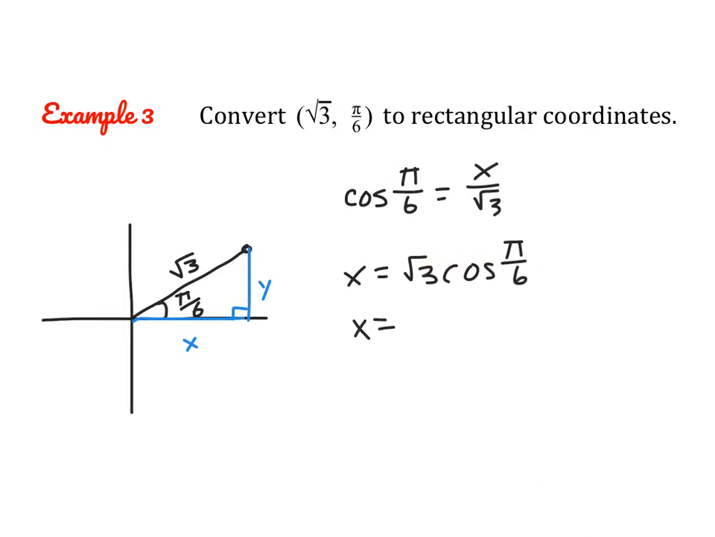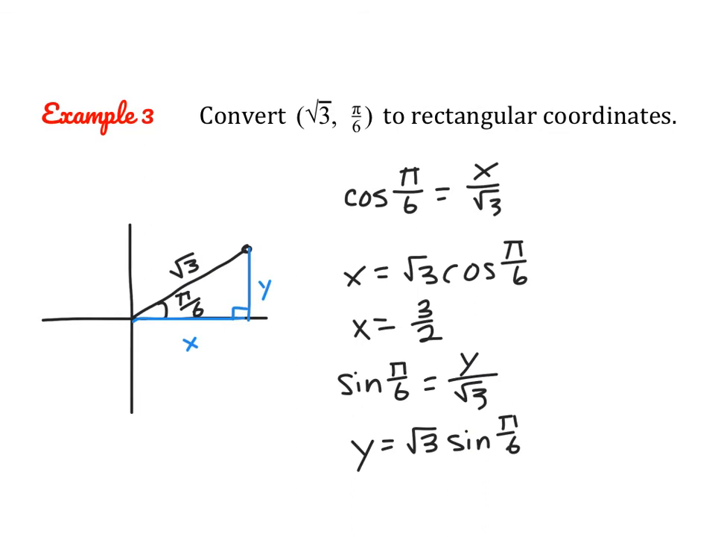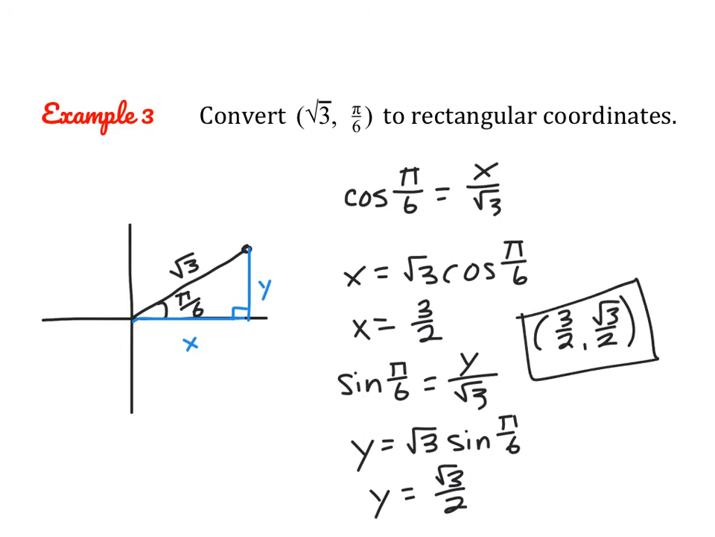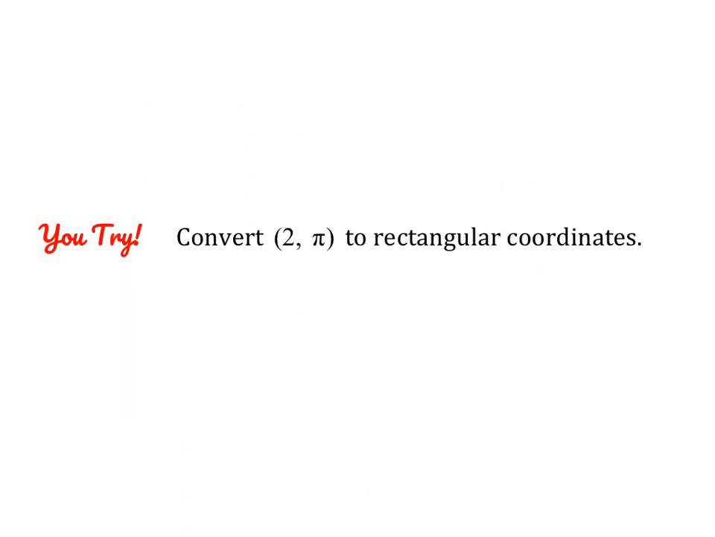And then we just simplify. Cosine of pi over 6 is root 3 over 2, so we end up with 3 over 2. And then we can do the same thing to find y. Sine of our angle is opposite over hypotenuse. y equals root 3 sine of theta, and that's our exact formula. Y equals r sine of theta. And then we can simplify this, and we should get root 3 over 2, because the sine of 30 degrees is 1/2. And then all we have to do is write it as a coordinate. So it's okay to go straight to the formula, but I also want you to be able to do it without and really understand why those formulas work. Okay, go ahead and pause the video and give this one a try.